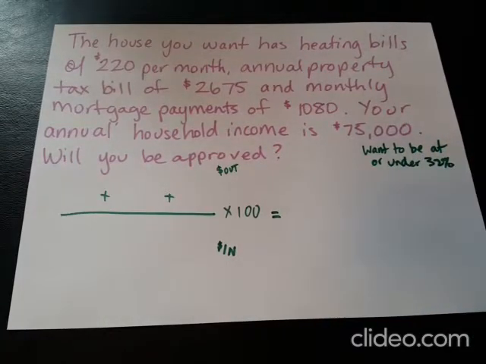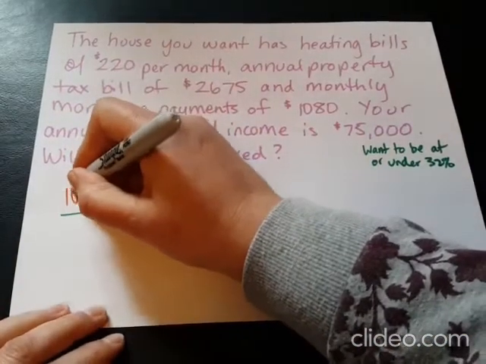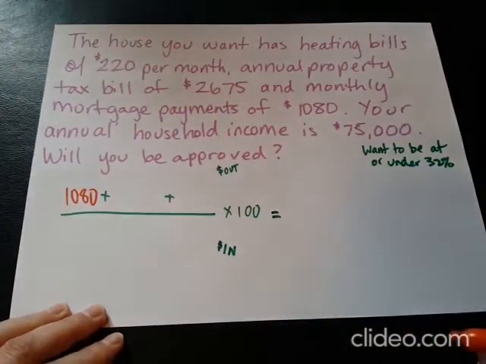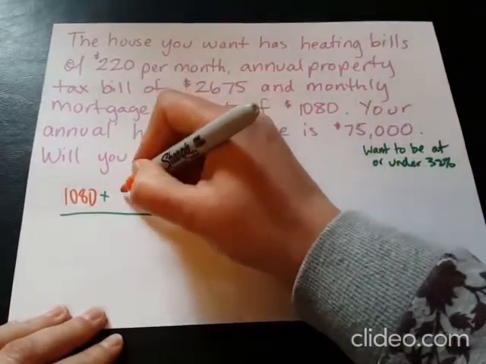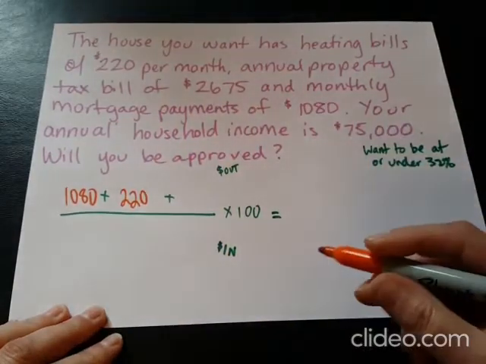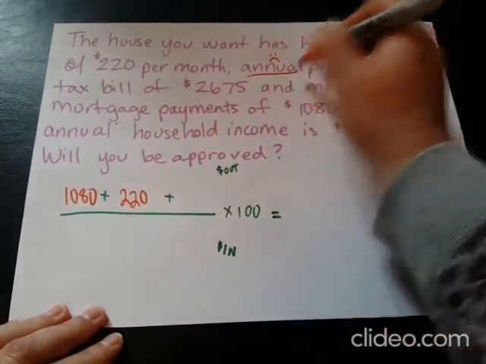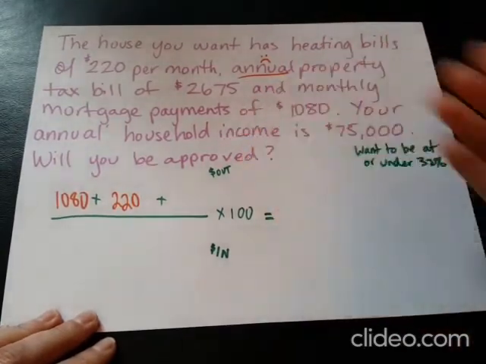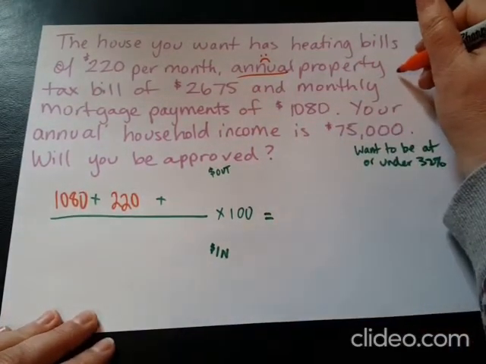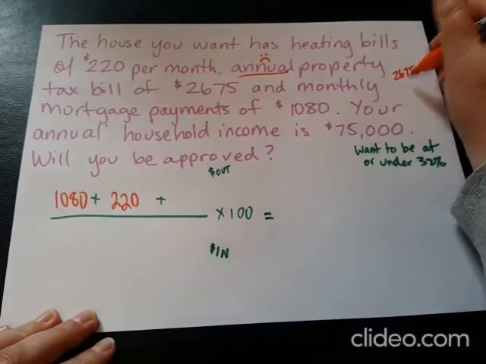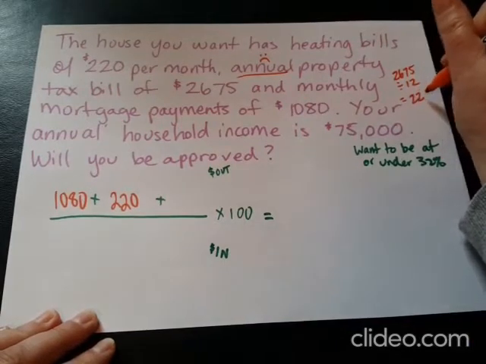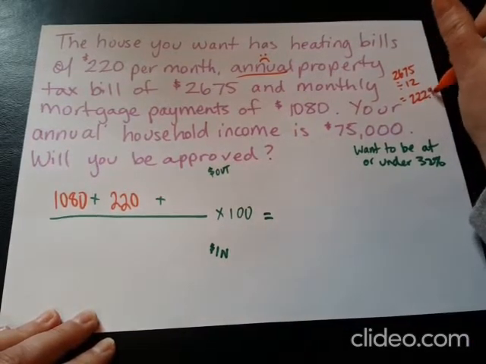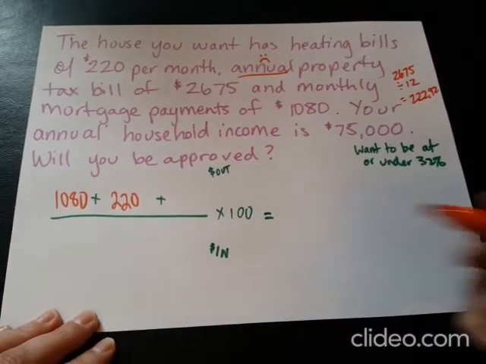So let's take a look at this house. We see the monthly mortgage payments are $1,080, and everything has to be going into this monthly. The heating bills are $220 monthly, and the annual property tax. So what I would do is pull that aside and say, okay, $2,675. Let's cut that into 12 monthly pieces, which will give us $222.92 for monthly tax bills.